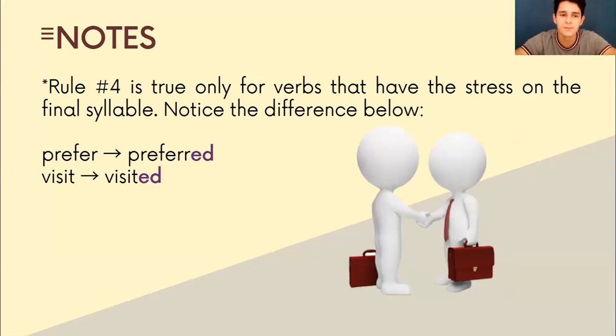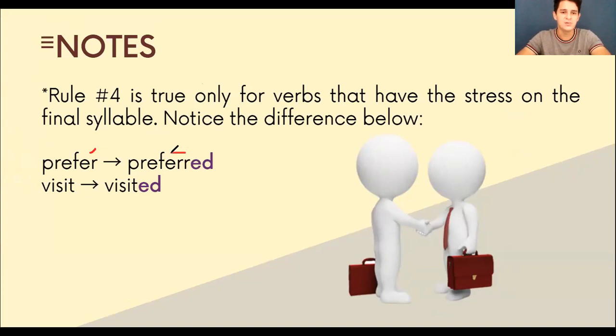For example, el acento es como las tildes que agregamos en español. ¿Ok? Prefer, ¿dónde le pondrían la tilde? Prefer, en la segunda sílaba. So, I double the consonant. Porque es verdad siempre y cuando tenga el acento en la última sílaba. The stress on the final syllable, okay?